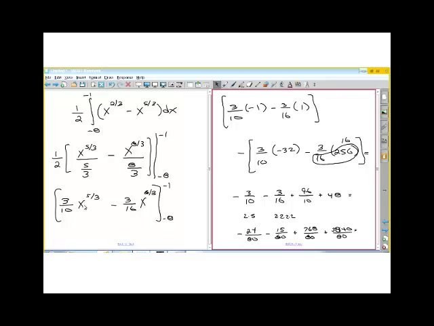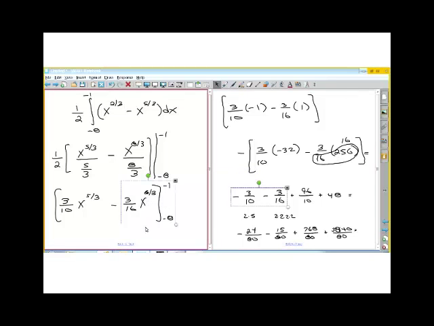At the lower limit, which we subtract, you get 3/10 times x to the 5/3. The cube root of -8 is -2, because -2 cubed is -8. So you take the cube root, you get -2. -2 to the 5th power is -32. Over here, again, the cube root of -8 is -2. -2 to the 8th power is +256.